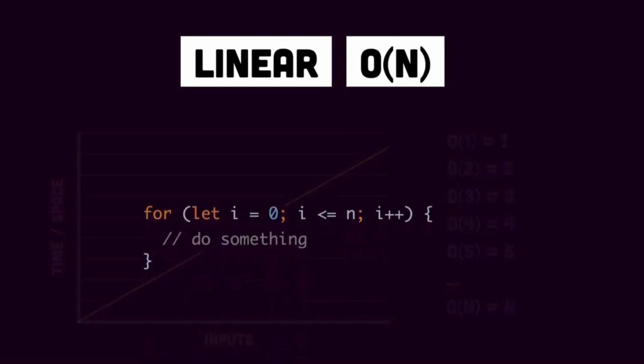Here is the example of an algorithm with the linear complexity, where n is the number of items. So if we keep increasing the number of items, we're going to have one more item to iterate on. So there is a linear growth.